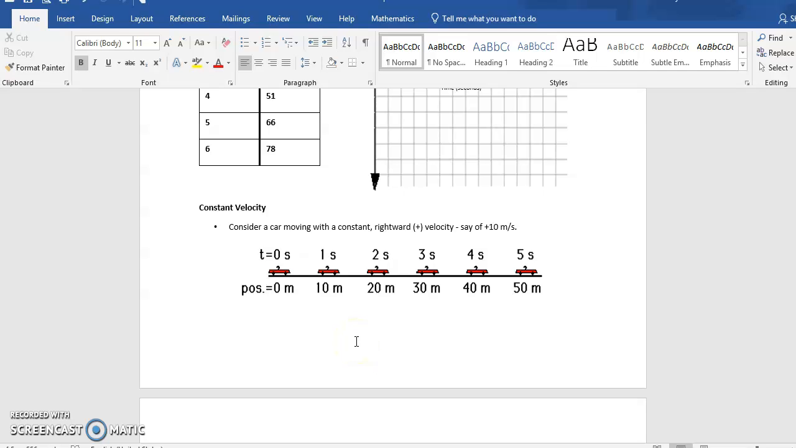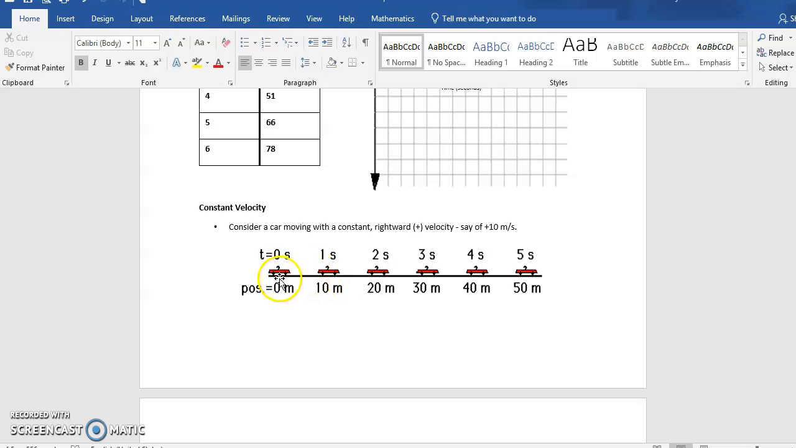So consider a car moving with a constant rightward velocity. Rightward or positive is our direction. So this is to say right now this car is traveling at 10 meters per second in the rightward direction. At this point they were at 0 seconds and a position of 0 meters. In 1 second they would be at a position of 10 meters. In 2 seconds they'd be at a position of 20 meters, etc.